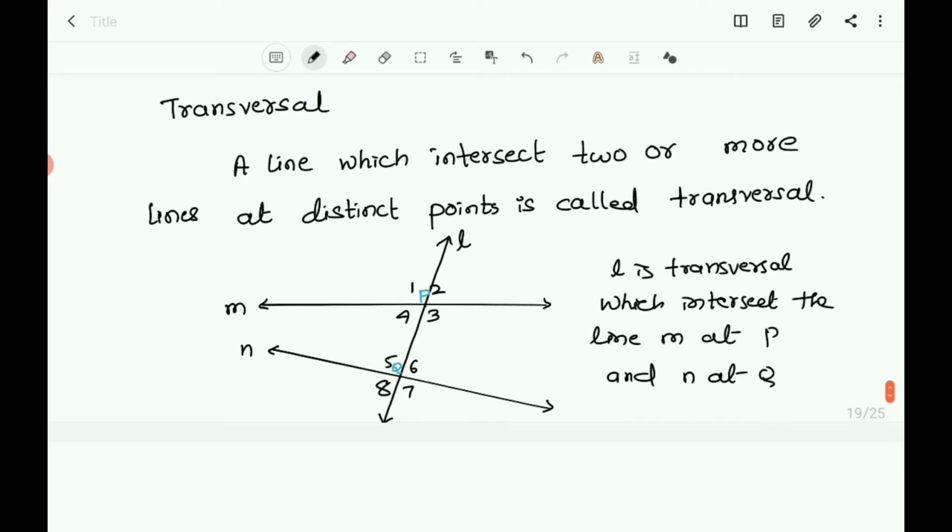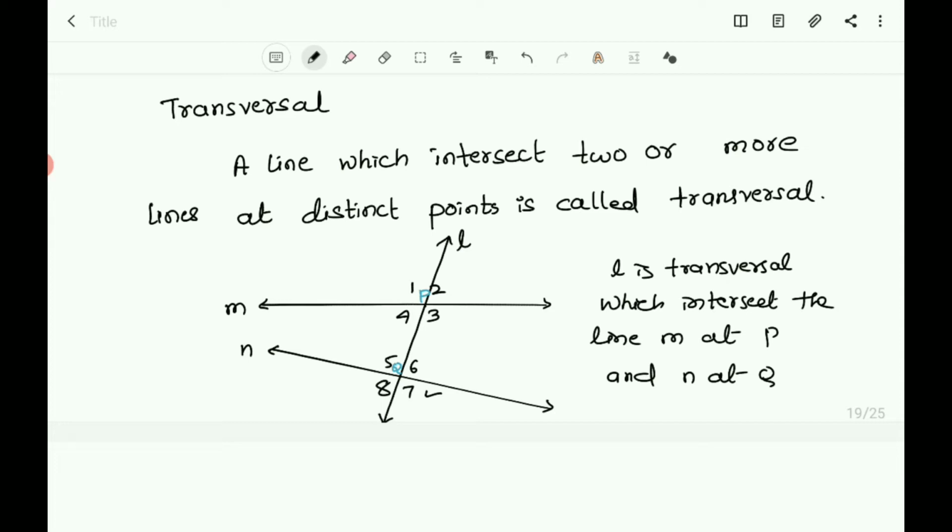Now here the line L intersects the lines M and N at two different points, P and Q. You will observe there is a formation of four angles. At the point P there are four angles, angle 1, angle 2, angle 3 and angle 4. And at the point Q also there are four angles, angle 5, angle 6, angle 7 and angle 8. Four angles are at P and four angles are at Q: 1, 2, 3, 4, 5, 6, 7, 8. These are the 8 angles made by the transversal of two lines.